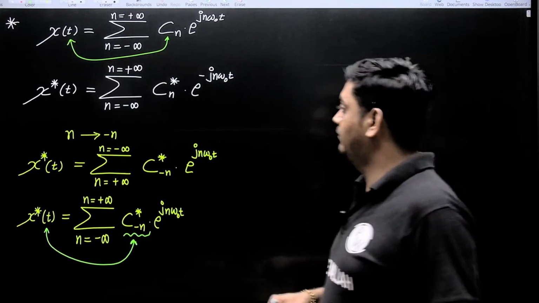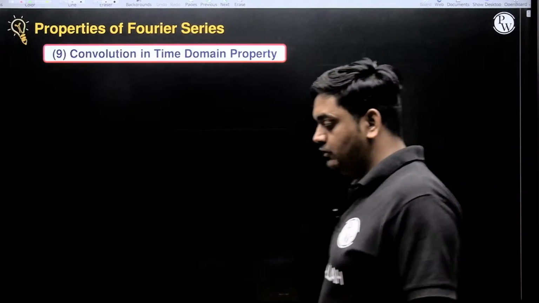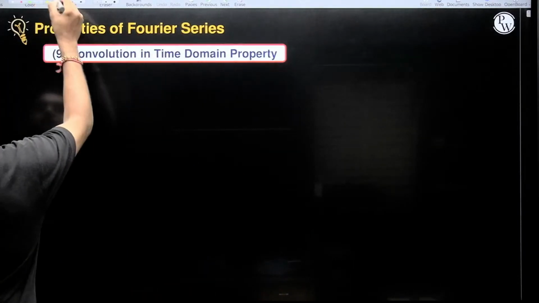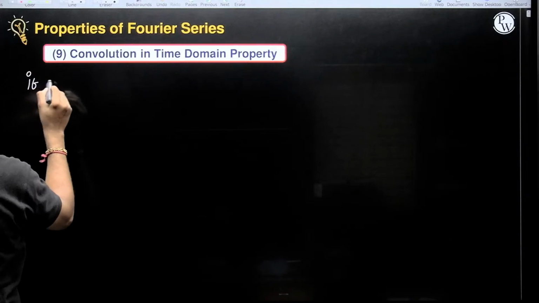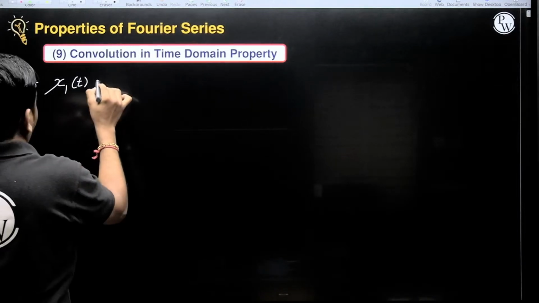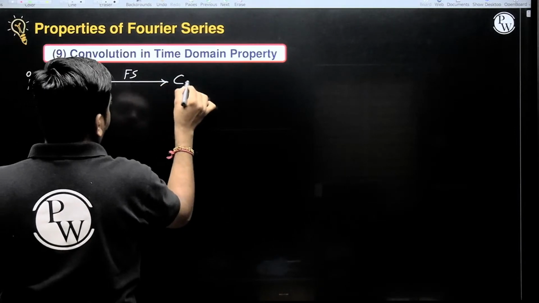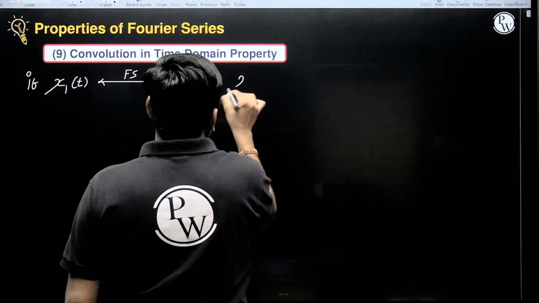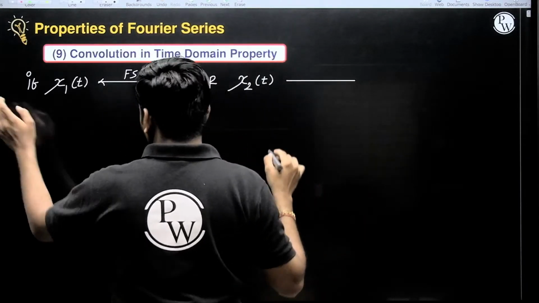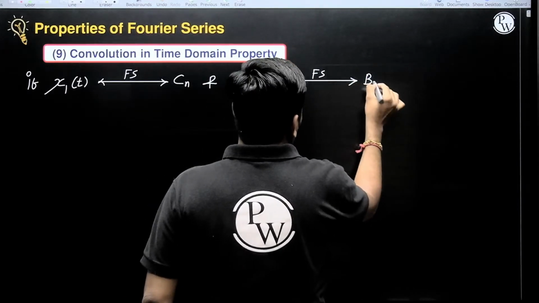Okay, so we are continuing with our topic, that is properties. The next property is the convolution property. Convolution in the time domain corresponds to multiplication in the other domain, and vice versa is also true, guys. Here, if the Fourier series coefficient of x1 of t is Cn, and for one more signal, the Fourier series coefficient of x2 of t is Dn, let it be.